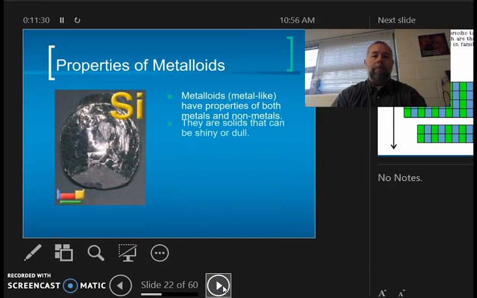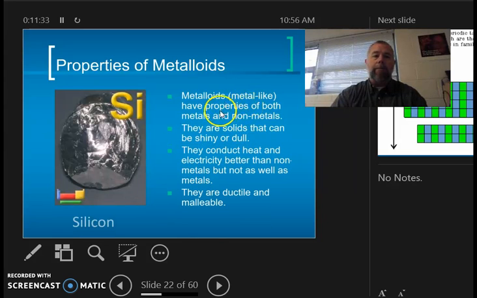What is a metalloid? Metalloids, metal-like. They have properties of both metals and nonmetals. They are solids that can be shiny or dull, but we know they are solids. They conduct heat and electricity better than nonmetals, but not as well as metal. They are ductile and malleable. So you think like if you were doing a Venn diagram, they would have a lot of things in common with metals, wouldn't they? But not everything is the same. So silicon is an example of a metalloid. They have properties of both metals and nonmetals. They are solid.